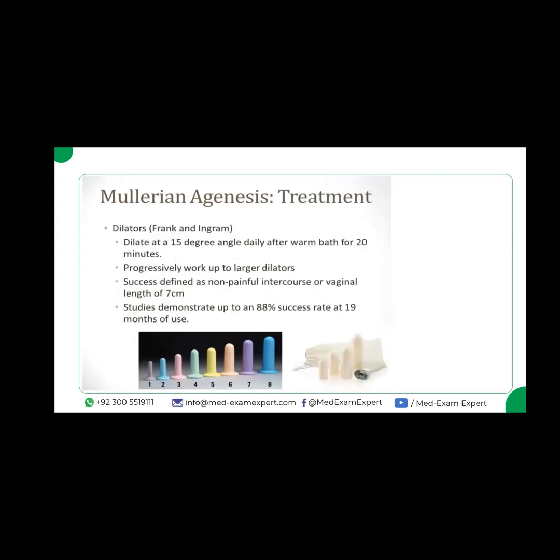Now coming towards the treatment of Mullerian agenesis, the most important step in the treatment of the patient is counseling the patient about the problem, to tell her that she is normally a female with a normal karyotype, that is 46XX. This is the most important step in the treatment of the patient, along with psychological counseling.